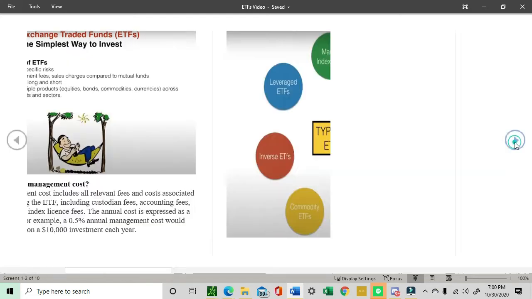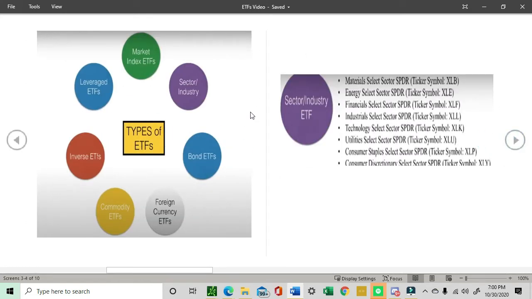Now let's go to the next page. The different types of ETFs are market index ETFs, sector and industry ETFs, bond ETFs, foreign currency ETFs, commodity ETFs, inverse ETFs, and leveraged ETFs. They're all ETFs, but they specialize in a specific field that you can invest in, whichever fits your investment style.